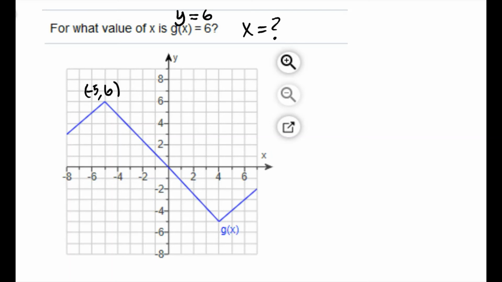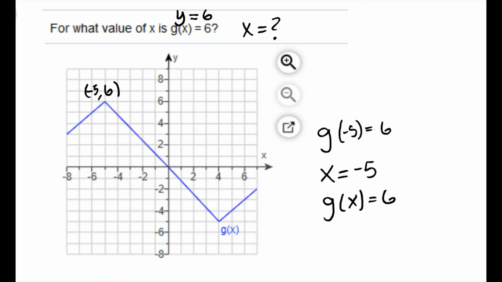So what I can now say is that f of -5 is equal to 6. I'm sorry, that would be g. g of -5 is 6. And so our answer to the question is that at an x value of -5, g of x is equal to 6.